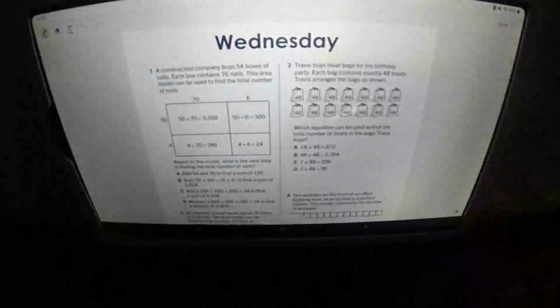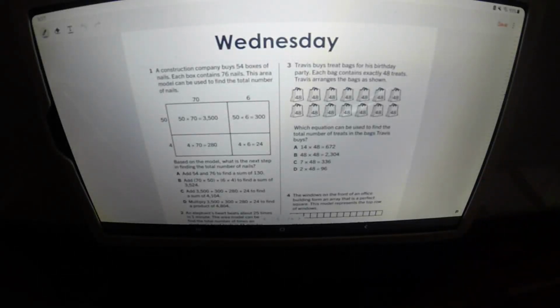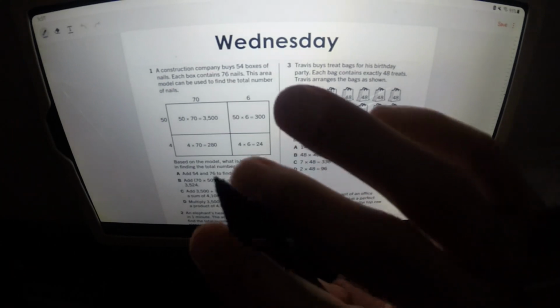Okay, so this is the homework for Wednesday, November 8th, 2023. Dylan's math homework. Let's begin.